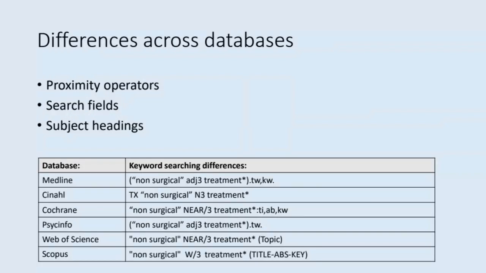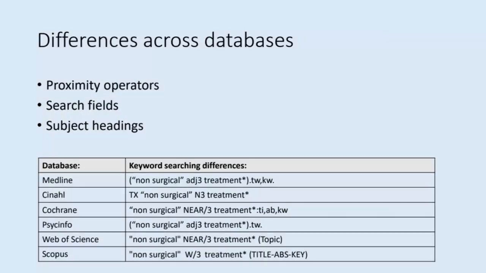So as you can see, Cochrane is slightly different again. Instead of ADJ or N, it's near / and then the number. And again, the fields are slightly different in Cochrane. In Cochrane, again, you choose from a drop-down box. PsycInfo is an Ovid database, so that is the same as Medline, but the subject headings will be different. So subject headings in Medline are different to subject headings in PsycInfo. They're different to subject headings in Embase, for example.